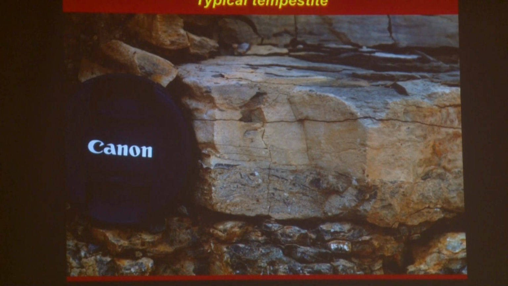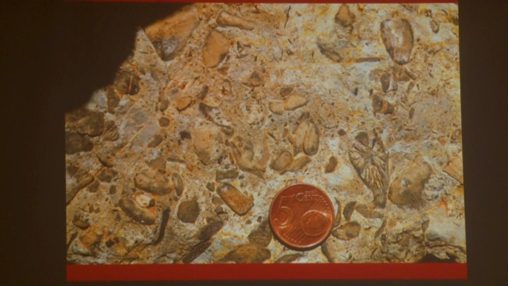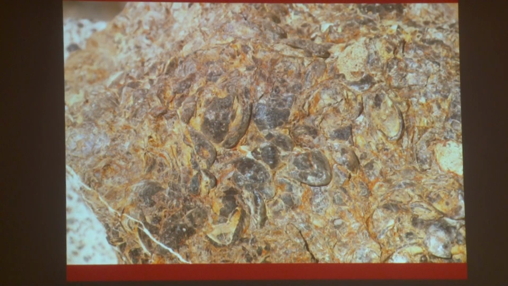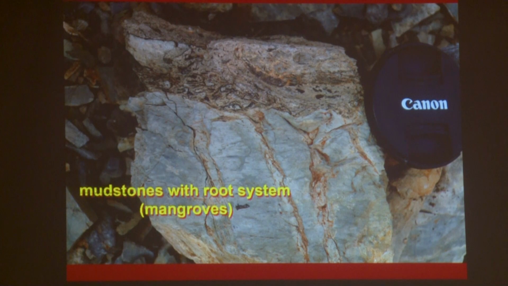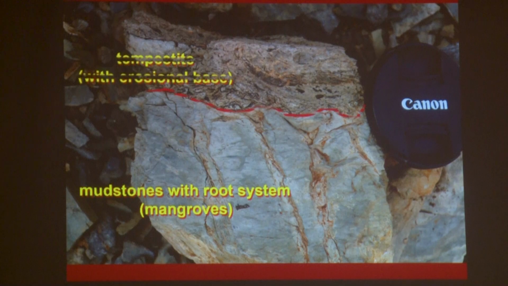Additionally, we have several horizons with tempestites, with some corals, with some oysters, but also such an absolutely fascinating sample. You can see the root system in the lower part, a tempestite with an erosional base in the upper part, and another tempestite just above.